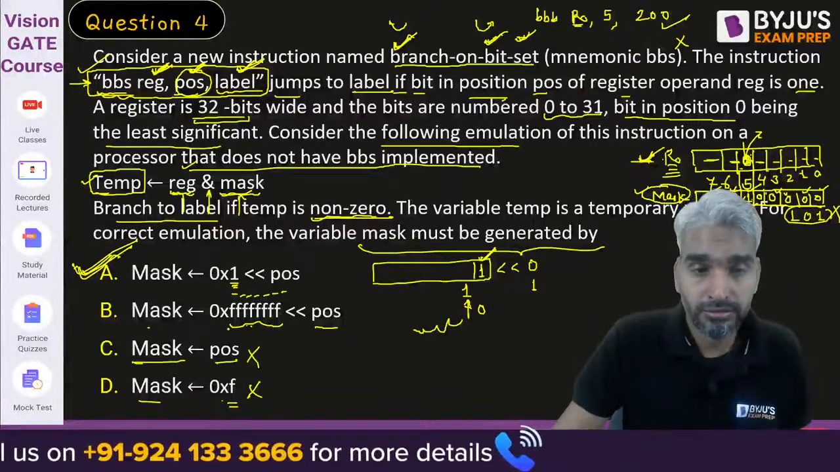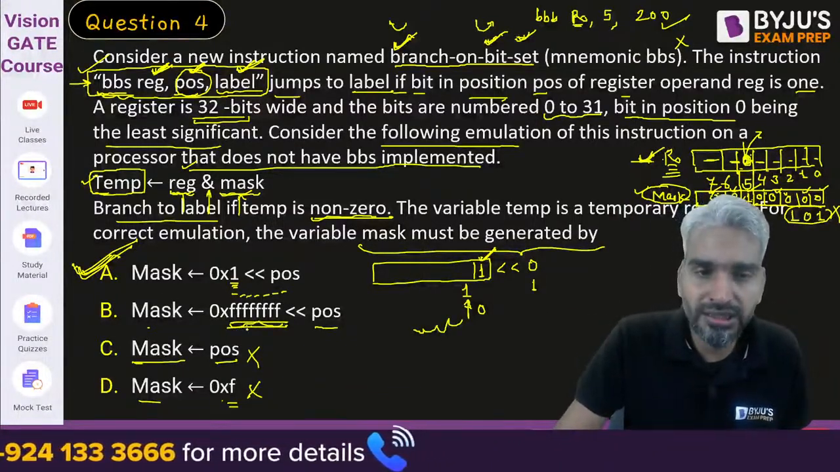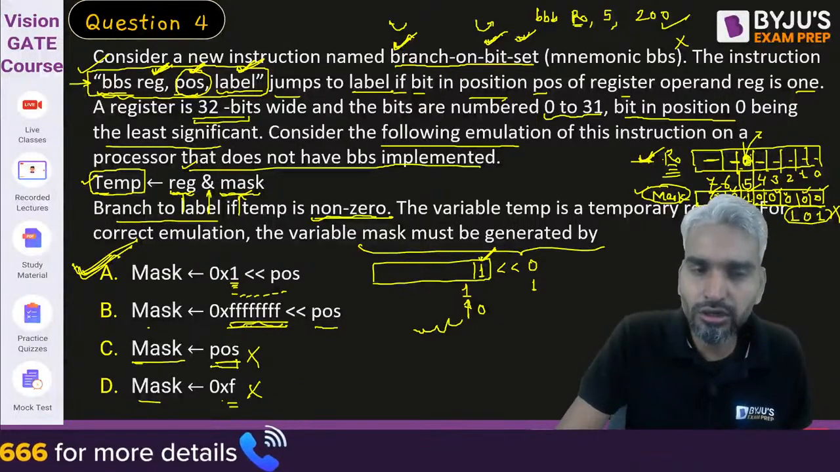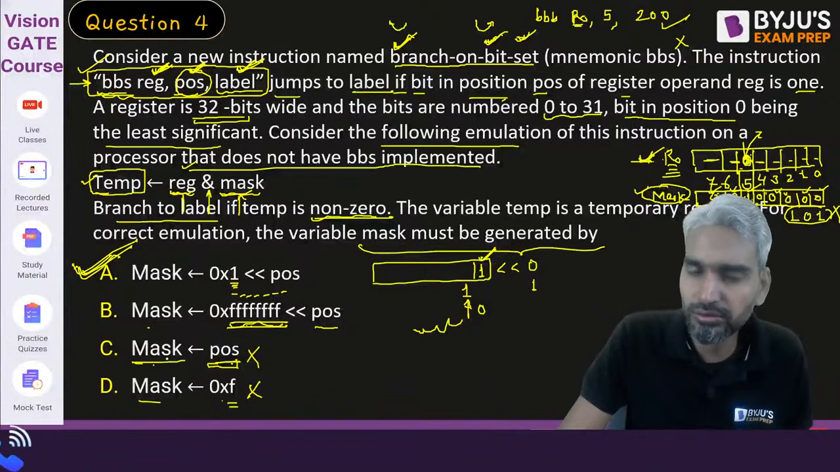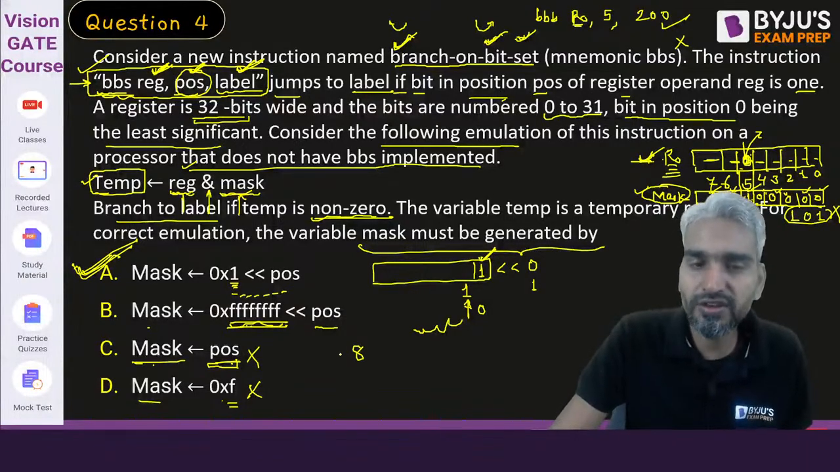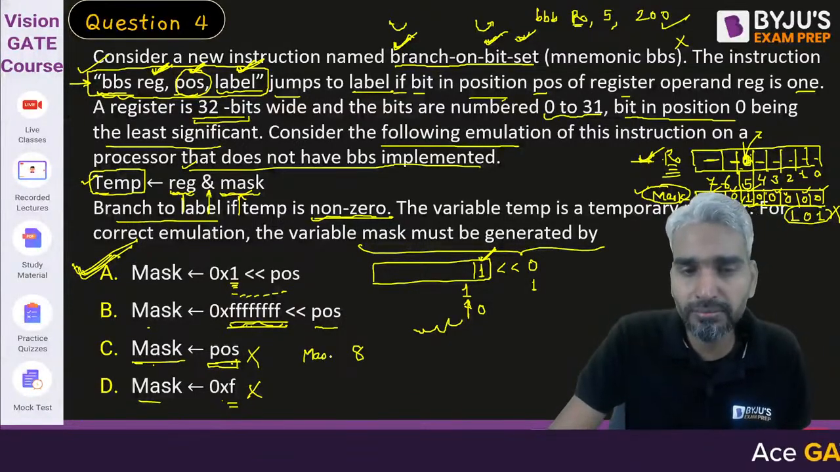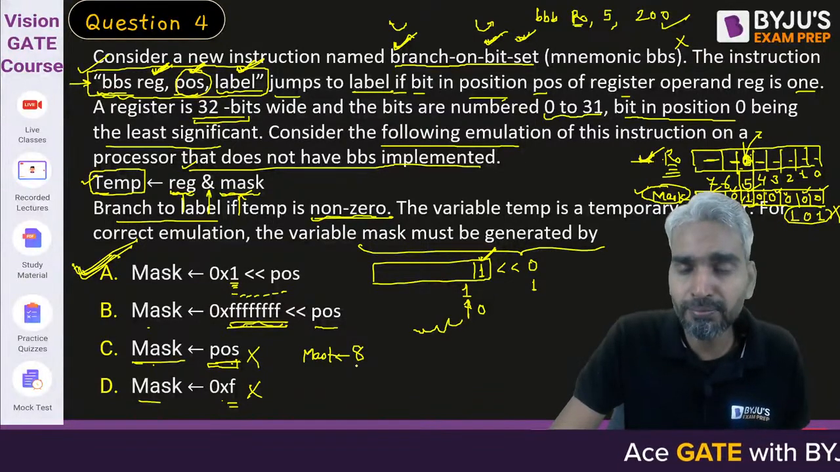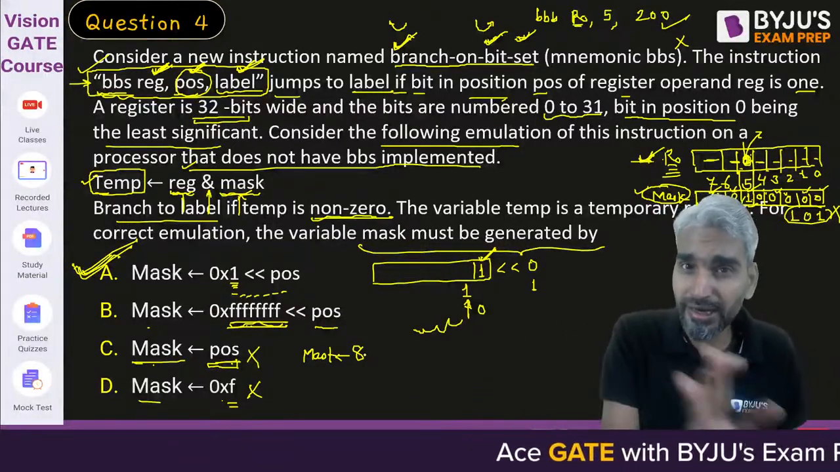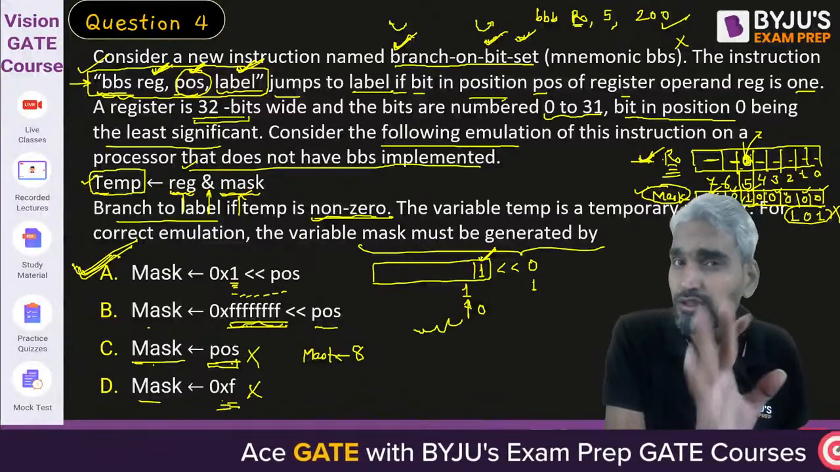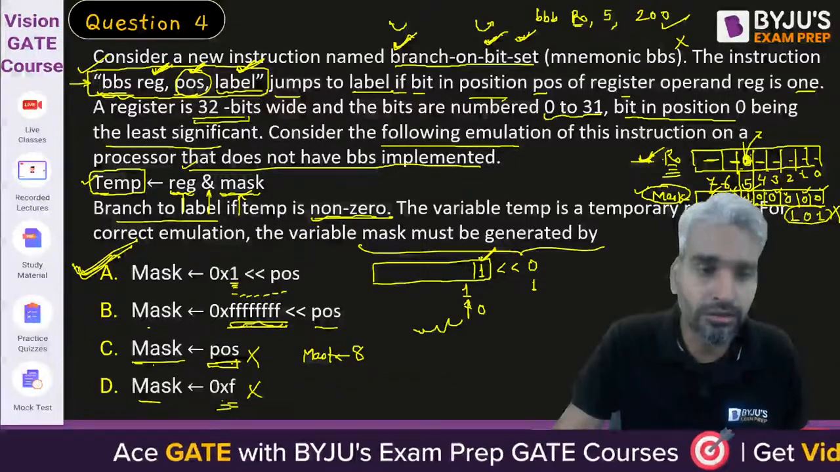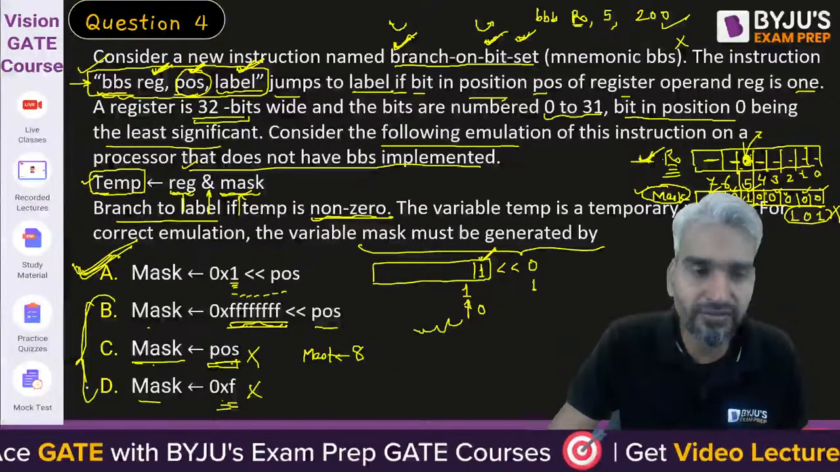Clear? This is not with respect to the position. We are storing the value into the mask. If we store 8 into the mask, it does not mean that the bit at position 8 will be 1. The value 8 will be stored in the mask, which is 1000. So that's again wrong. So all of the other options are wrong. They are not justified by the concept.